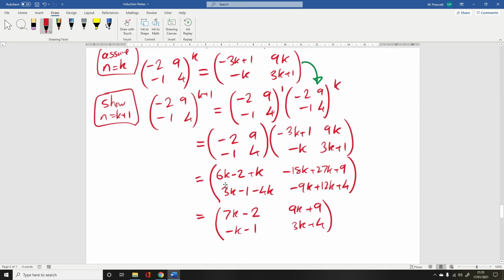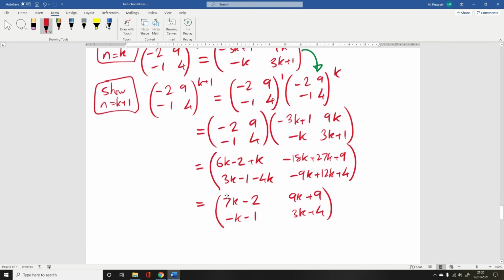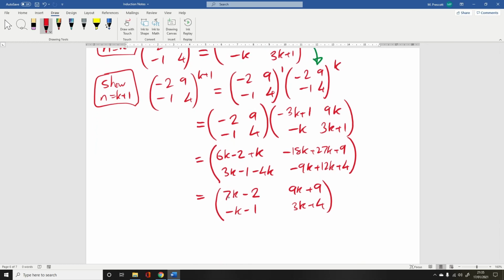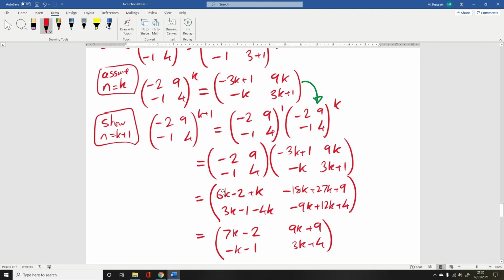Did I mess up something there? Yes, I did. So this shouldn't have been k here, should it? No. That should have been minus 9k. And so we end up overall, sorry, there with minus 3k minus 2.